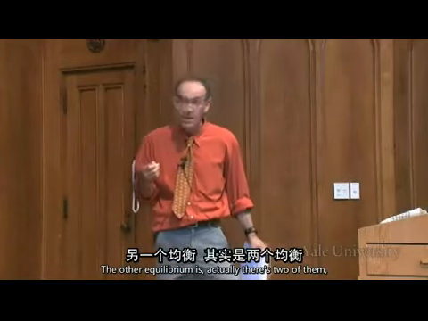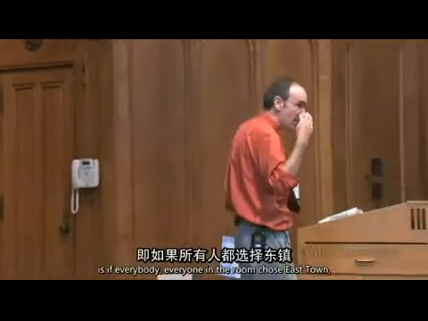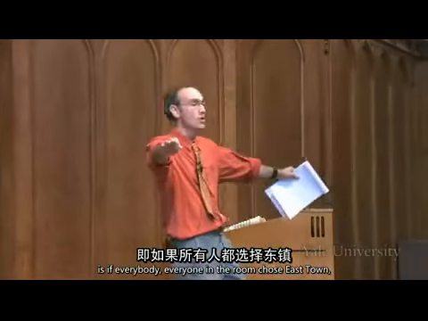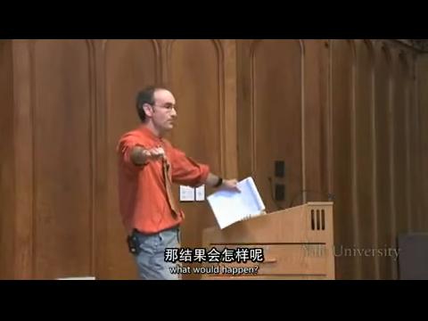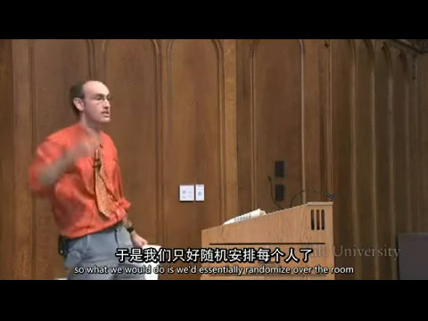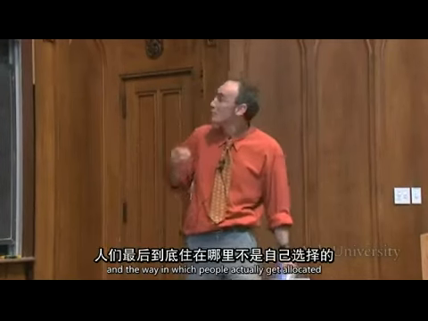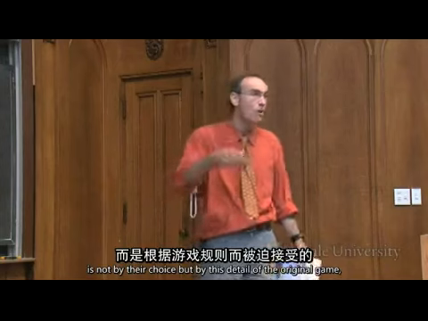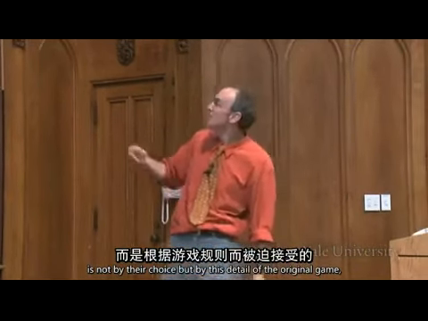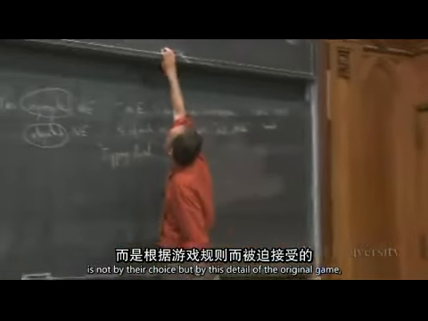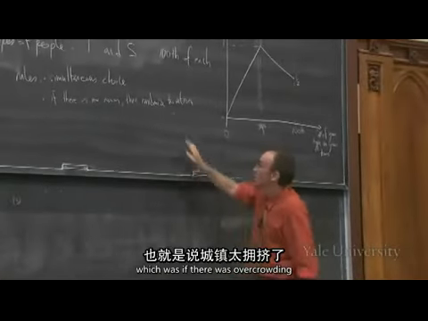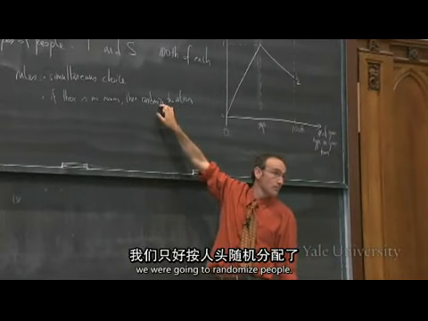The other equilibrium is, actually there's two of them, if everyone in the room chose East Town, what would happen? Well, we'd have to find a way of assigning everybody. All right? So what we do is we'd essentially randomize over the room, and half the room would be in East Town and half the room would be in West Town. So there's this kind of silly equilibrium, in a sense, in which everyone does the same thing, and the way in which people actually get allocated is not by their choice, but by this detail of the original game, which was, if there was overcrowding, we were going to randomize people.